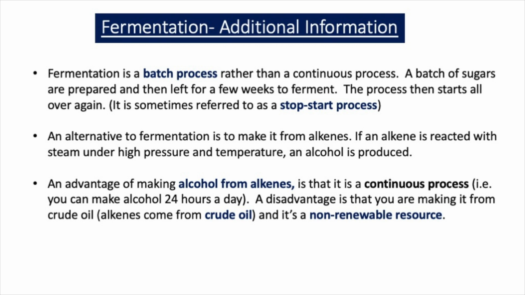Now, fermentation is a batch process rather than a continuous process. In a batch process, we have a batch of sugars that are fermented in the right conditions with yeast, a temperature around about 30 degrees C, an absence of oxygen, and a pH between 4 and 7, and they're left to ferment over a few weeks. Once they've fermented and made our alcohol, the process then starts all over again. So it's a stop-start process.